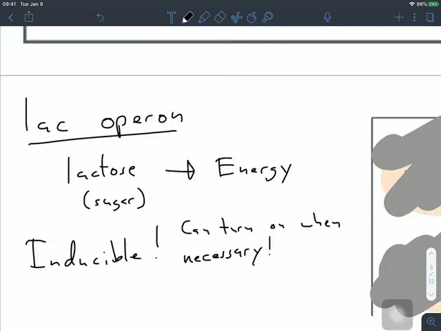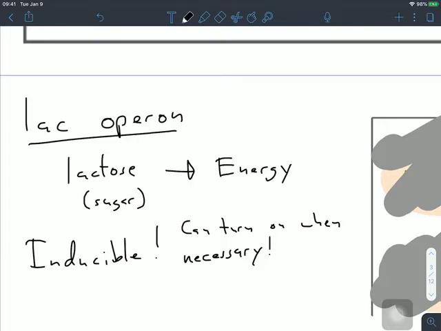How often do you think a prokaryote finds itself in an environment where lactose is the readily available sugar? Well, lactose is the sugar produced by mammary glands in milk. That means that this bacteria would need to find itself in a giant vat of milk in order to want to break down lactose for sugar.